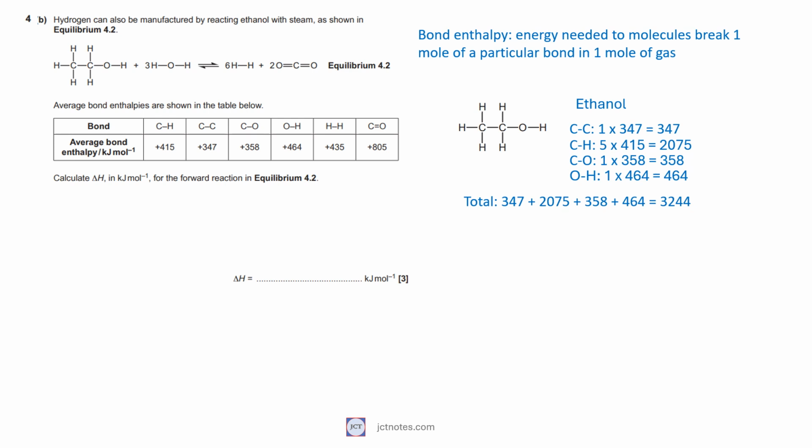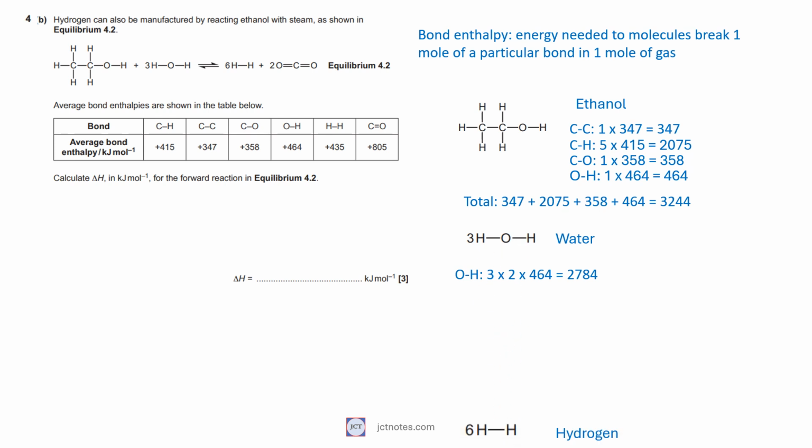3,244 kilojoules per mole. The other reactant that we have is 3 moles of water. Each mole of water has 2 moles of hydrogen-oxygen bonds, so we need 3 times 2 times 464 equals 2,784. We move now to the products.